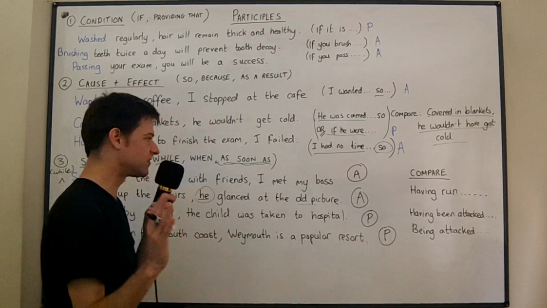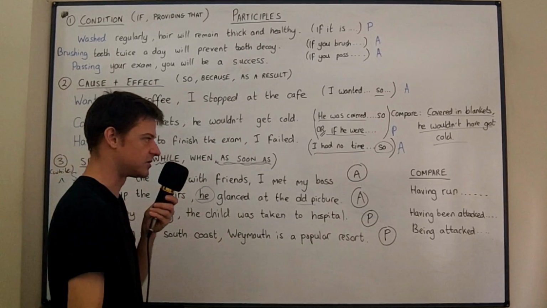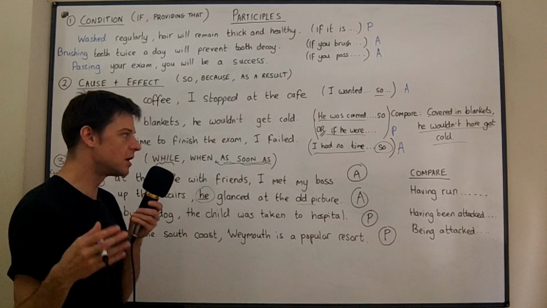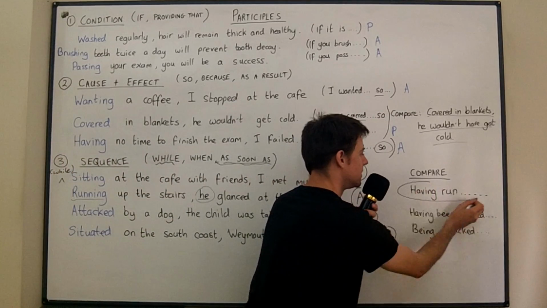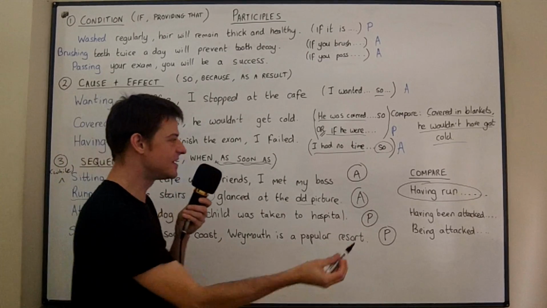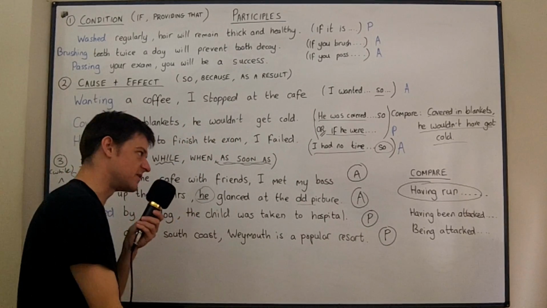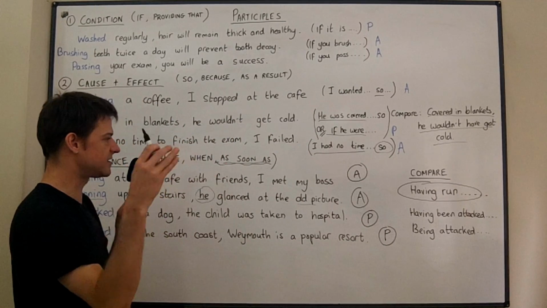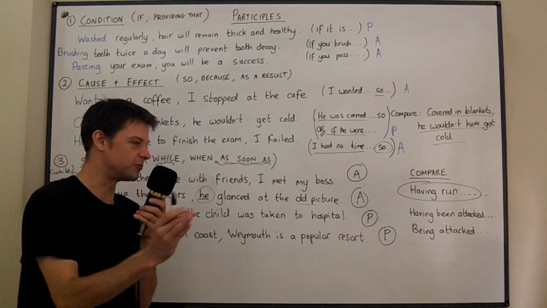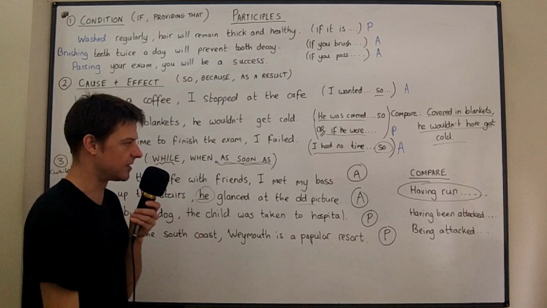And I want you to quickly, lastly, compare. We could say running up the stairs, he glanced at the old picture, meaning as soon as he ran up the stairs, he glanced at the old picture. Or we could say having run up the stairs, he glanced at the old picture, and this would be the perfect gerund, which I talk about in my perfect gerunds videos. And again, we can see that these participles are very similar to gerunds. I don't know if it's possible to say that one is different from the other. They seem to be very, very similar.